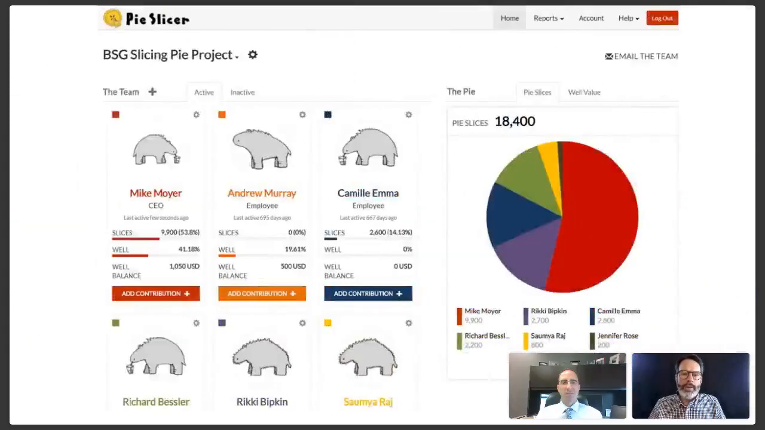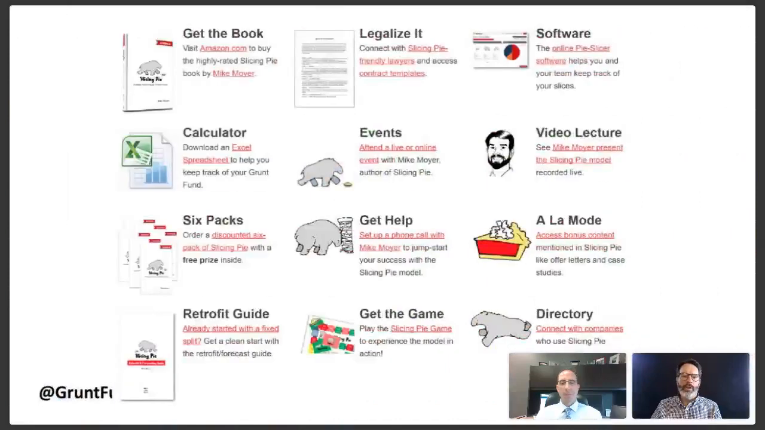There's optional software online that you can use to track your split. And there's even a Slicing Pie game, and a spreadsheet you can download. Anytime you encounter someone who doesn't get it, please put them in touch with me or show them the resources of Slicing Pie. Once you get it, it becomes obvious, just like in blackjack. But sometimes people have a hard time getting their head around it because they're so used to the old model.